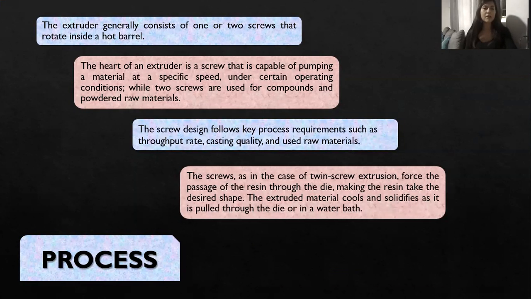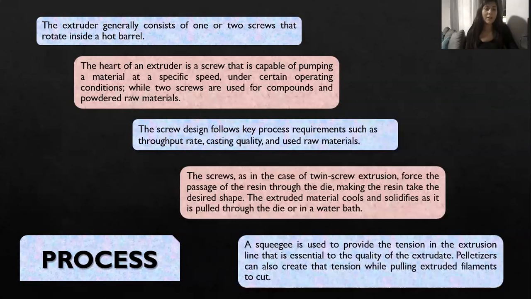The screw, as in the case of twin screw extrusion, forces the resin through the die, making the resin take the desired shape. The extruded material cools and solidifies as it is passed through the dryer or in a water bath. Finally, a puller is used to provide the tension in the extrusion line that is essential to the quality of the extrudate. Pelletizers can also create that tension while pulling extruded filaments to cut.